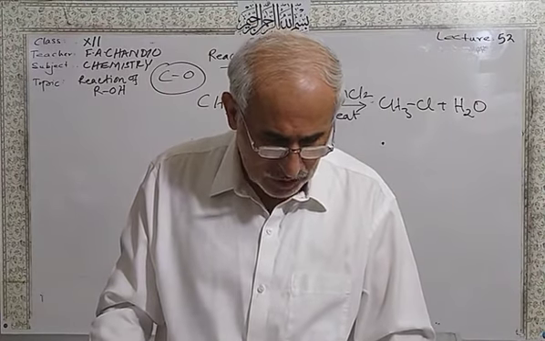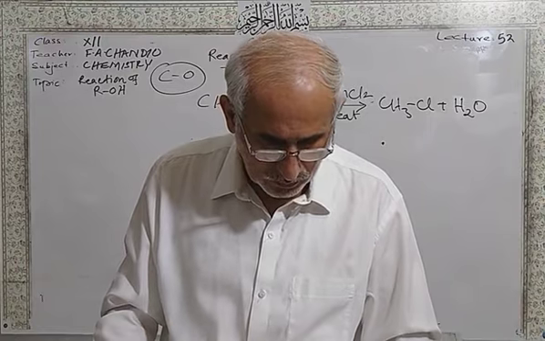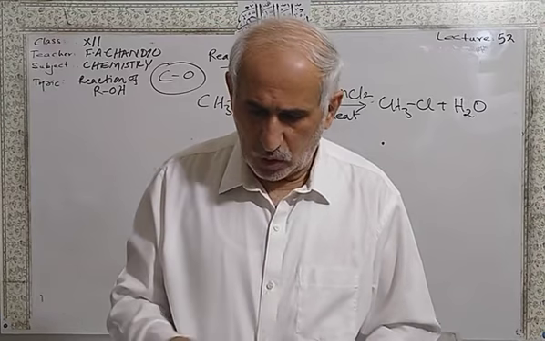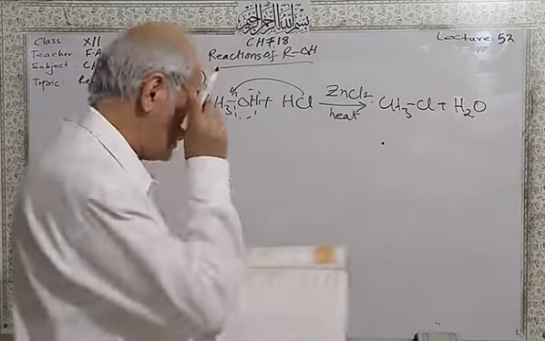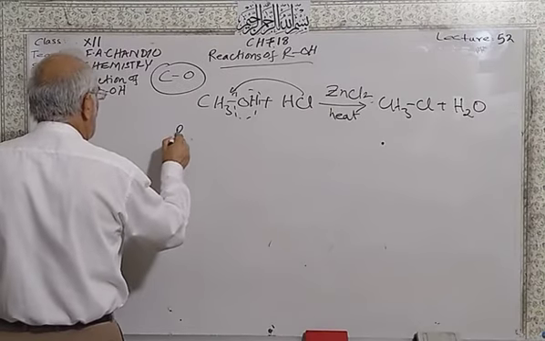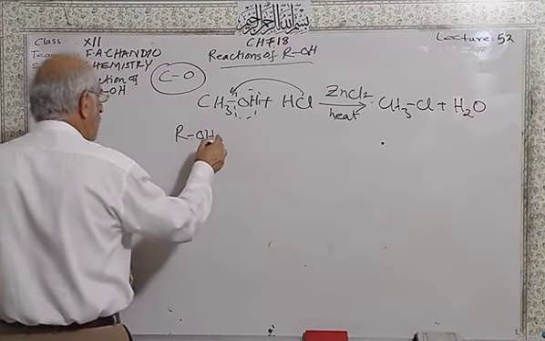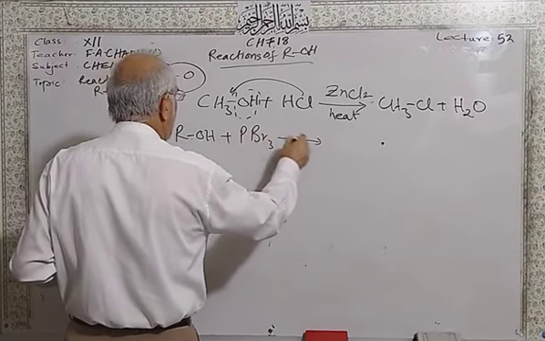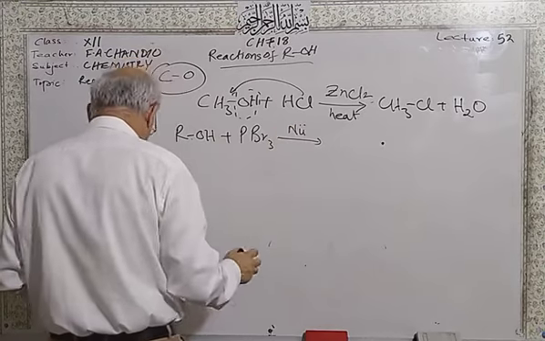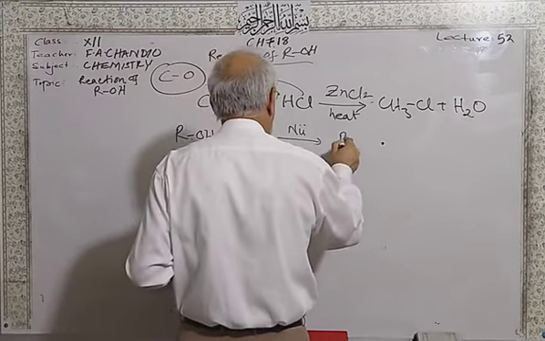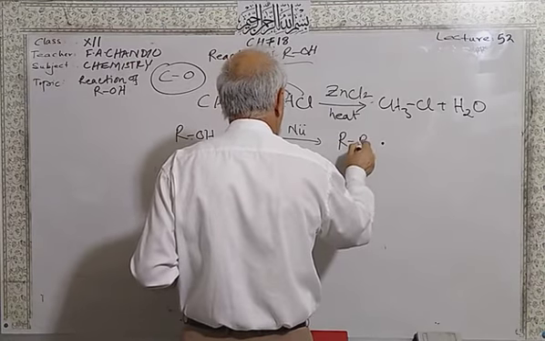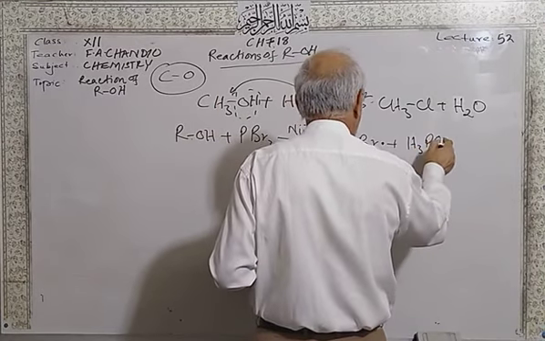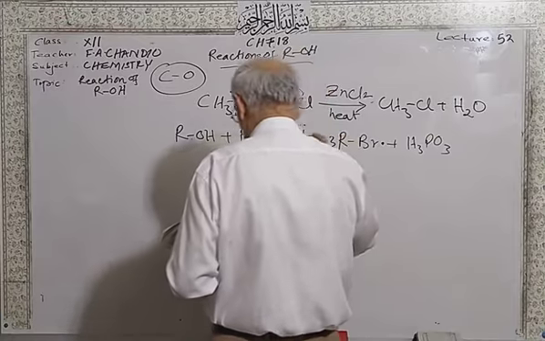And there are other examples also. Alcohol, alkyl alcohol, methyl alcohol, ethyl alcohol, and you are going to use phosphorus bromide in the presence of a nucleophile. Then alkyl bromide is going to be formed here, and phosphorus acid is going to be formed in this case.